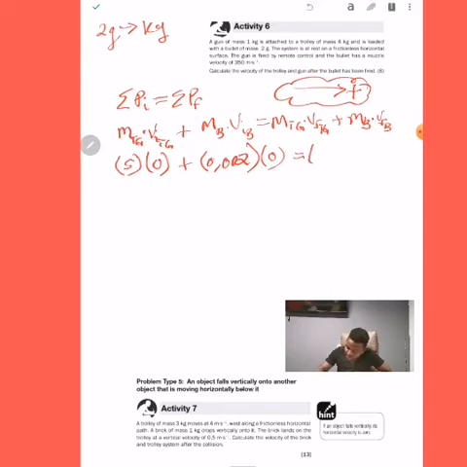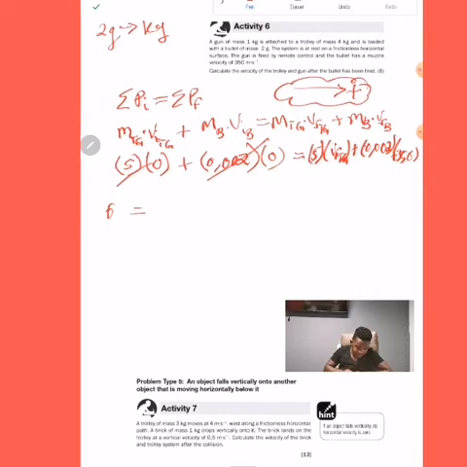Then we have the mass of the trolley-gun system after collision, and we are looking for the final velocity of the trolley-gun system. So we will then add the mass of the bullet, which is 0.002, and multiply it by 350 meters per second, which is positive. So we will have zero on this side equals 0.002 multiplied by 350, which is 0.7. We will have 5 VFTG plus 0.7.